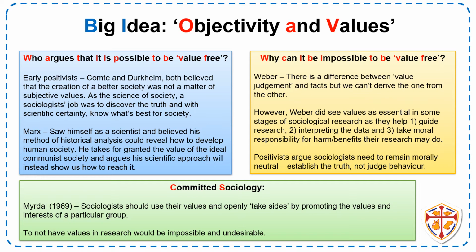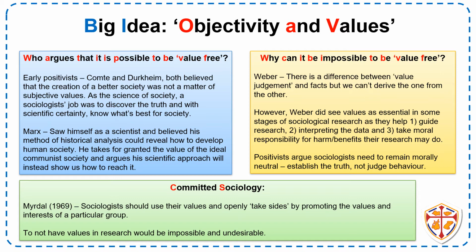Firstly, you have the classical thinkers, such as Comte, Durkheim and Marx, who postulate that it is possible to be value-free. As you can see, Comte and Durkheim believe that scientific sociology would reveal the one correct society. This gives sociologists a crucial role. Sociologists would be able to say objectively what is best for our society. Marx is similar to Comte and Durkheim as he sees science as helping to deliver the good society. Again, what is best for society.